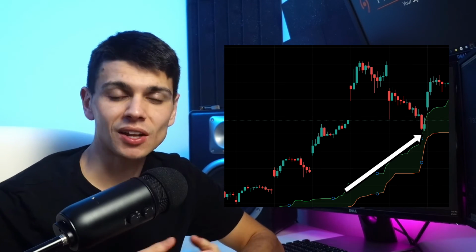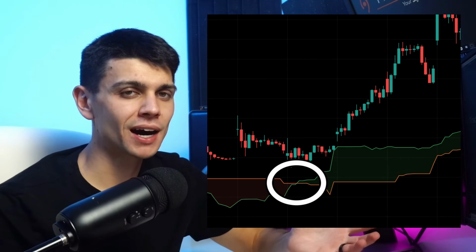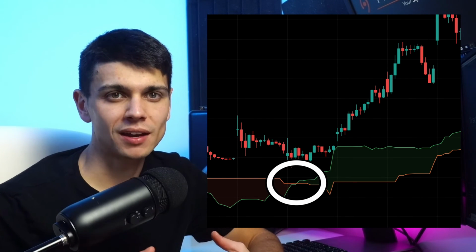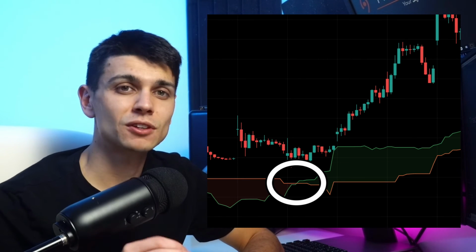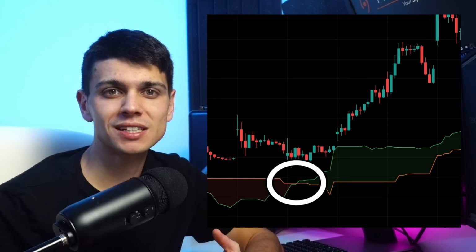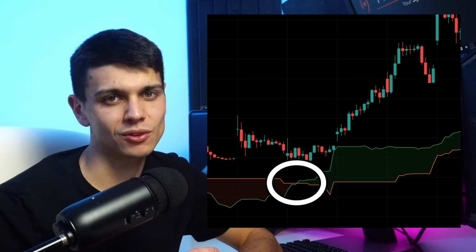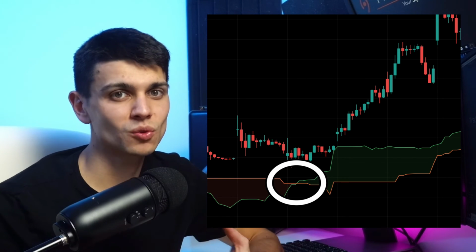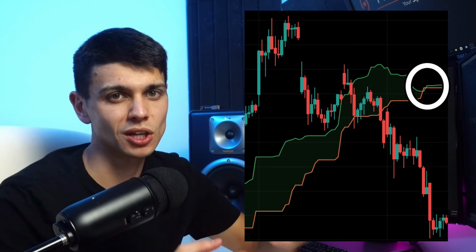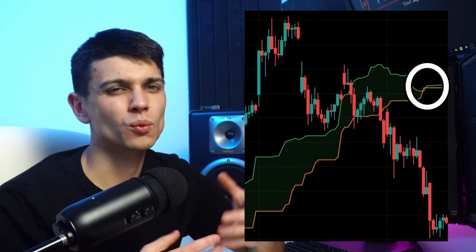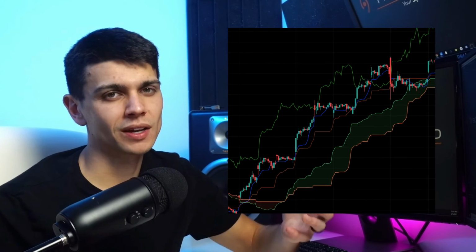You can also use the cloud crossover as a buy and sell signal. When the span A crosses over B, that is a bullish signal. It is an even stronger signal if the price action is above the cloud, indicating a stronger trend with a crossover signal. If you get the cloud crossover while the price action is below the cloud, then it is a weaker buy signal.